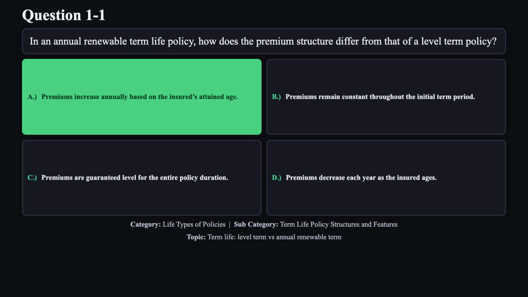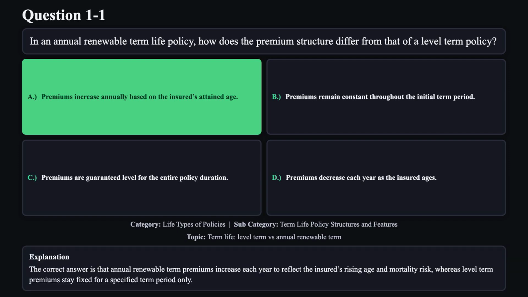The correct answer is A. The correct answer is that annual renewable term premiums increase each year to reflect the insured's rising age and mortality risk, whereas level term premiums stay fixed for a specified term period only.